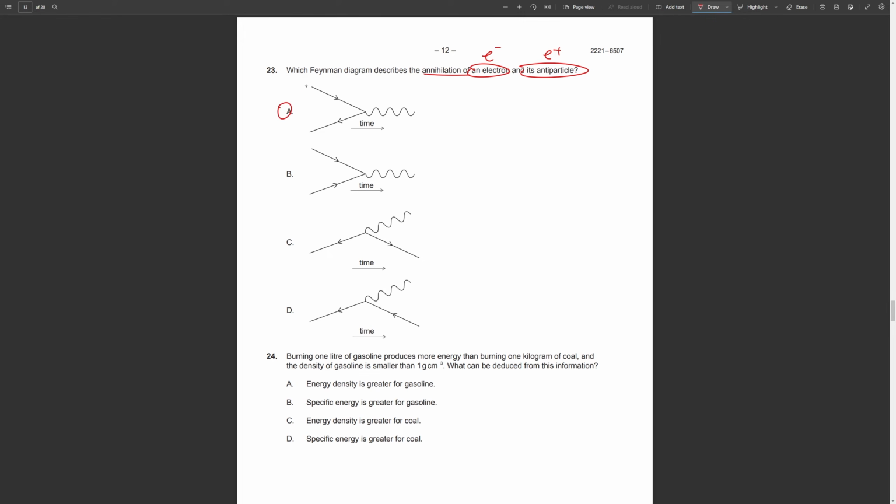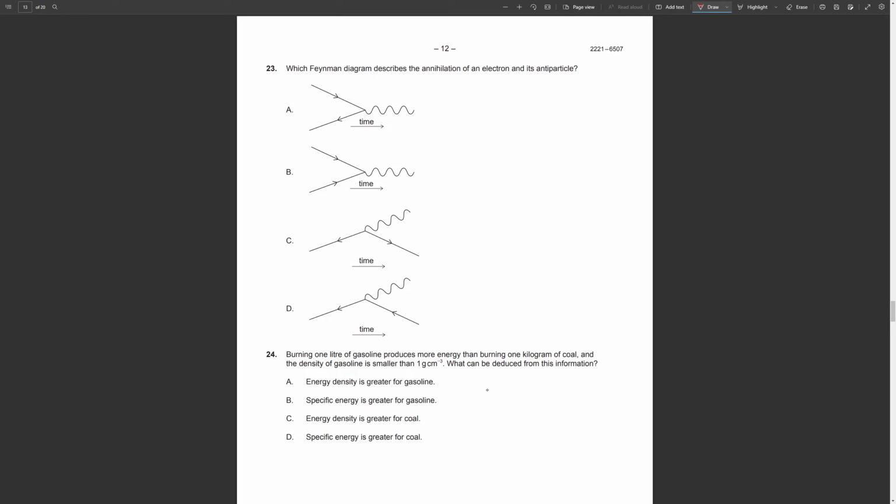The answer is A. We have the electron going along the timeline to the right, and the anti-electron pointing to the left. This arrow does not imply the anti-electron is traveling in time. It simply tells you that this arrow represents an antiparticle.